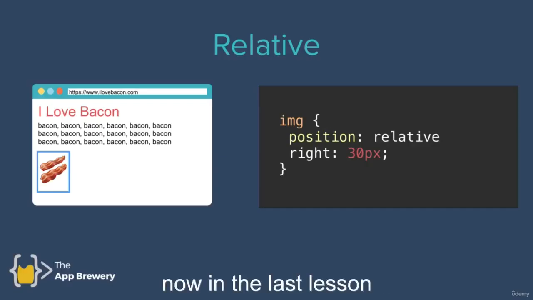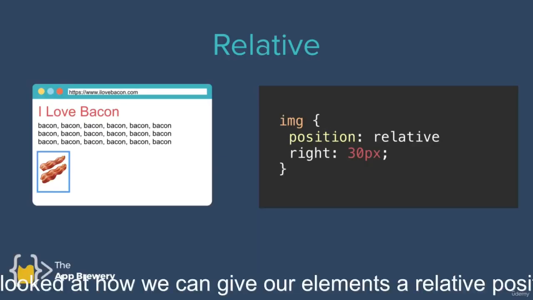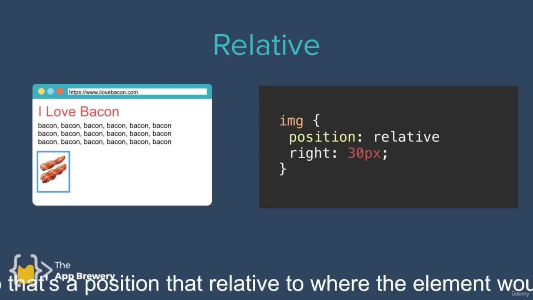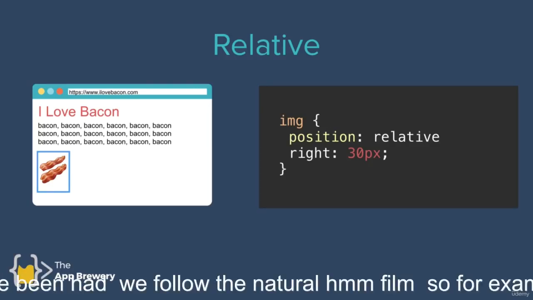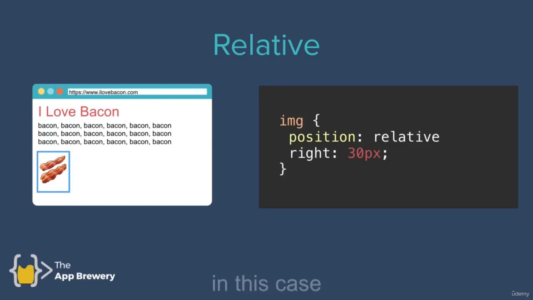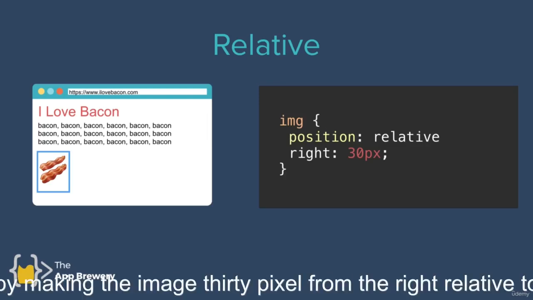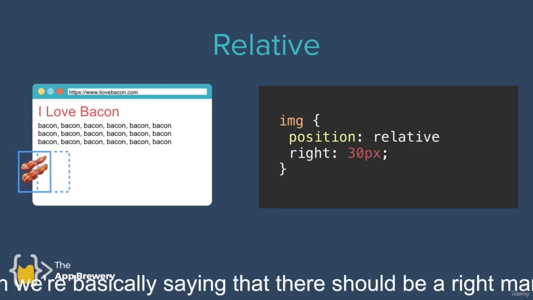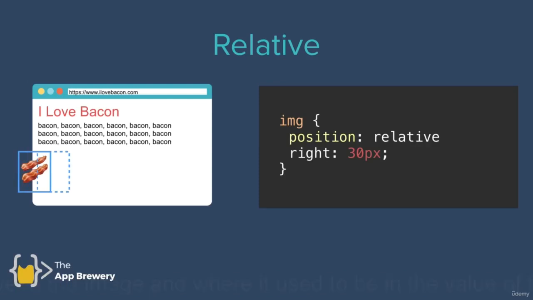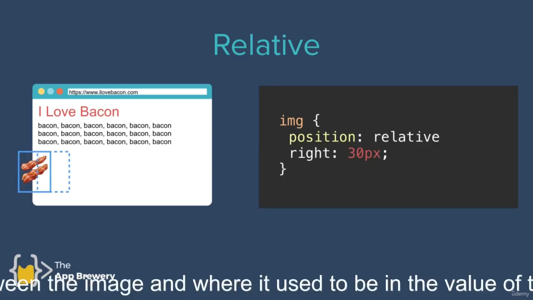Now, in the last lesson, we looked at how we can give our elements a relative position. So that's a position that's relative to where the element would have been had we followed the natural HTML flow. So for example, in this case, by making the image 30 pixels from the right relative to its previous position, we're basically saying that there should be a right margin between the image and where it used to be in the value of 30 pixels.